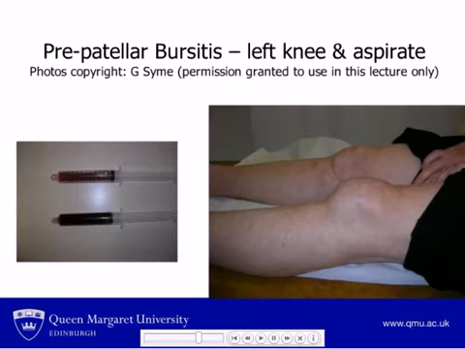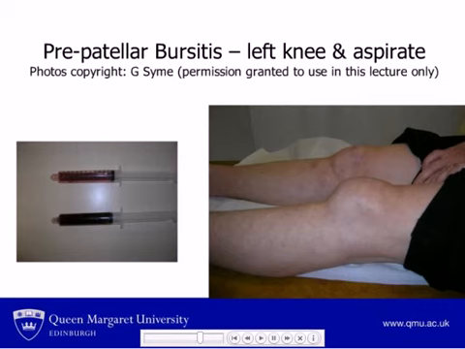Slide 20. Here is a woman who presented to the physiotherapy orthopaedic specialist with a painful and swollen knee. The diagnosis was prepatellar bursitis. You should be able to see the swelling on the anterior aspect of her left knee. The fluid which had collected within the bursa was aspirated at the clinic by the physiotherapist. The syringes on the left show how much was aspirated.